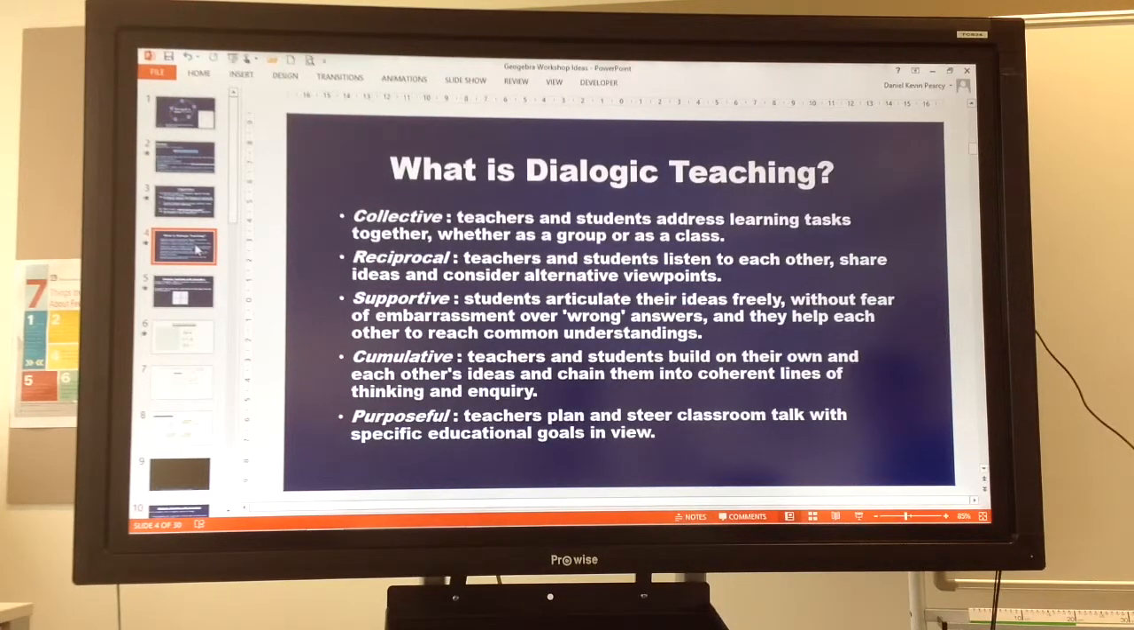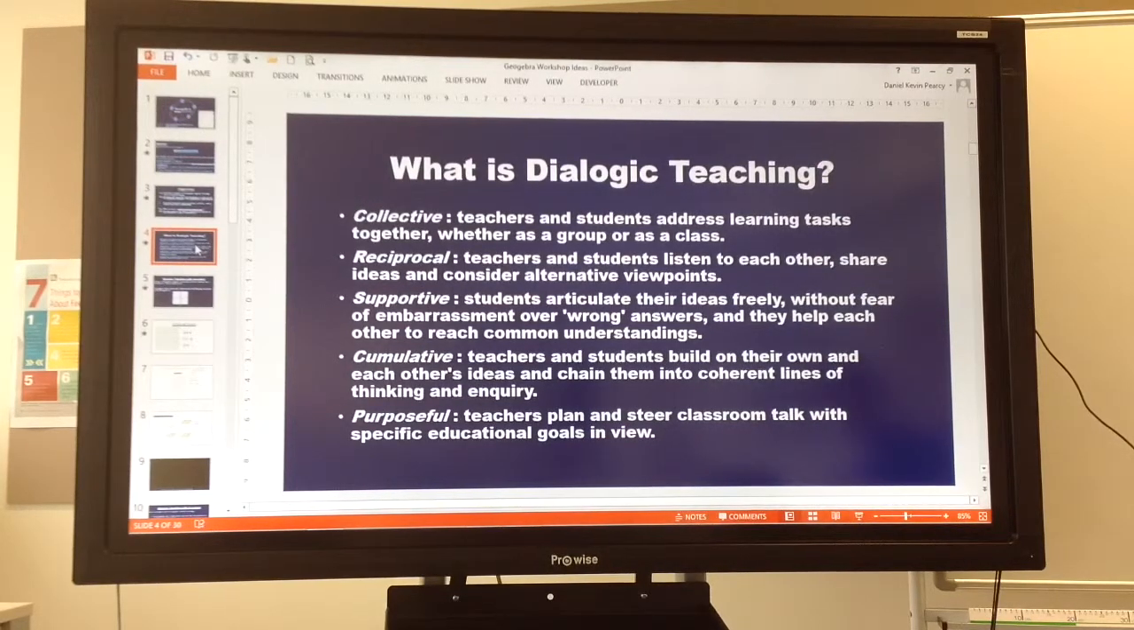Teachers and students address learning tasks together, whether as a group or as a class. It's reciprocal. Teachers and students listen to each other, share ideas, and consider alternative viewpoints. Supportive. Students articulate their ideas freely, without fear of embarrassment over wrong answers, and they help each other to reach common understandings. Cumulative. Teachers and students build on their own and each other's ideas and chain them into coherent lines of thinking and inquiry. Purposeful. Teachers plan and steer classroom talk with specific educational goals in mind.